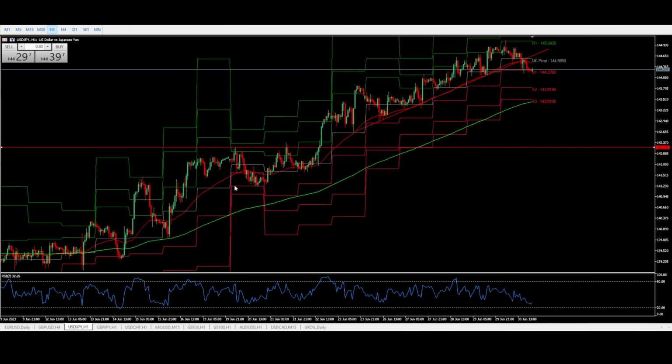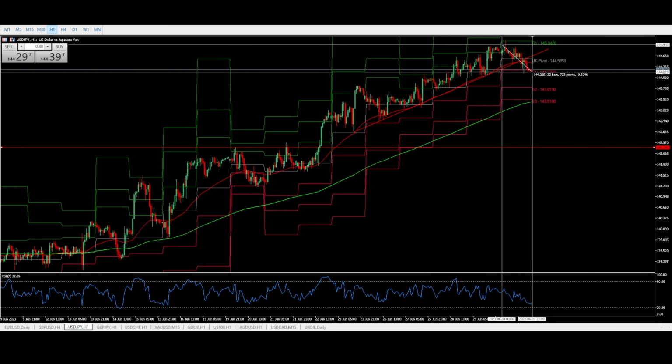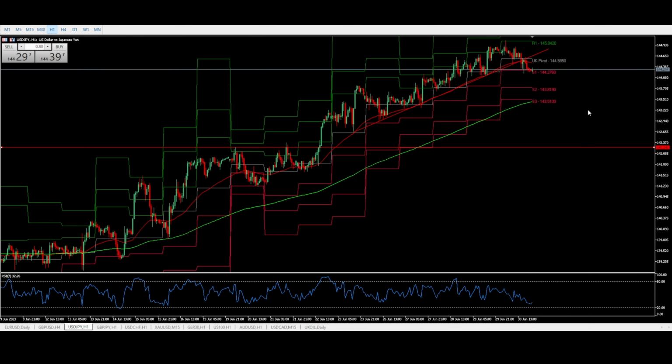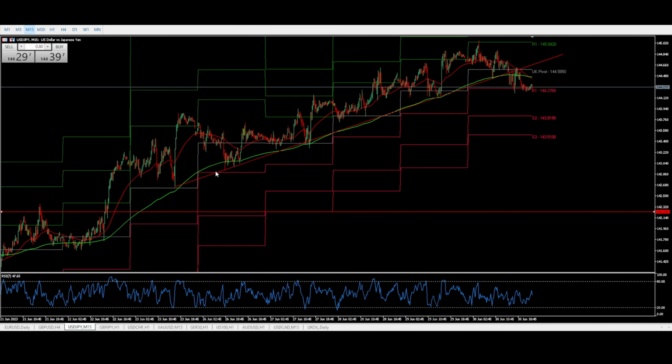We can see that price has actually been respecting this 50 EMA for quite some time now. So we've seen 1 bounce, 2, 3, 4, 5, 6 bounces off this EMA. And now we've seen that it has actually broken down below the 50 EMA, potentially indicating that this zone is now due to reverse.